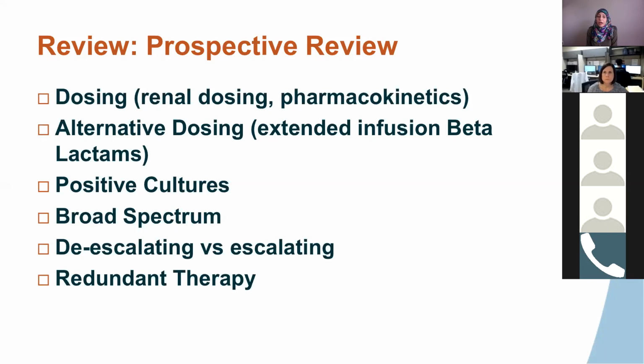Also, like we talked about, looking at all kinds of positive cultures, making sure that the patient is on the correct antimicrobials. And then if you are reviewing your broad spectrums, looking at potential for de-escalation, but also sometimes needing to escalate. Like we mentioned before, maybe patients have ESBL or more resistant organisms, or even need additional antifungal coverage. So it's not always de-escalating when reviewing the patient. And then also, like Ashley mentioned, redundant therapy, so duplicate beta-lactams or duplicate anaerobic coverage are things to look at.